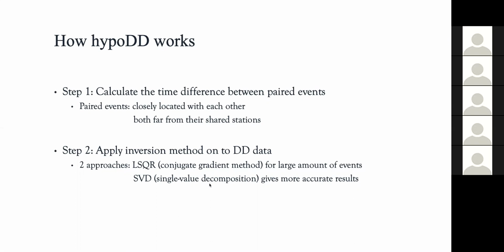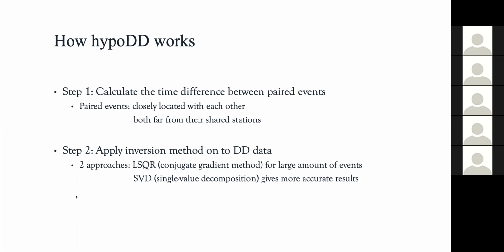And the second approach is the singular value decomposition method. It's more efficient for small systems, and it can give much more accurate results. Take my research as an example. I studied the New Madrid seismic zone area, and this area has over 4,000 events.